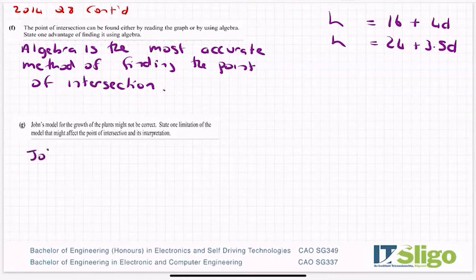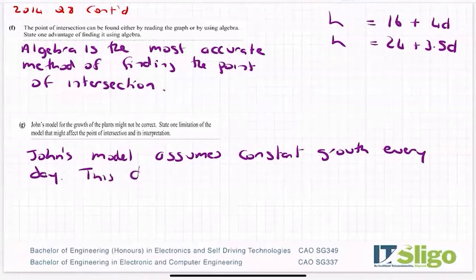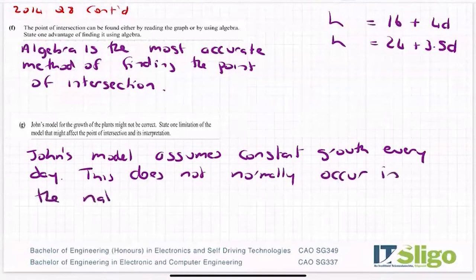State one limitation. John's model assumes constant growth, or the same growth every day. This does not normally occur in the natural world. If you think of children growing, you've often heard of a growth spurt. During a growth spurt, you grow much more than you do normally. So in the natural world, things don't grow at the same rate all the time.